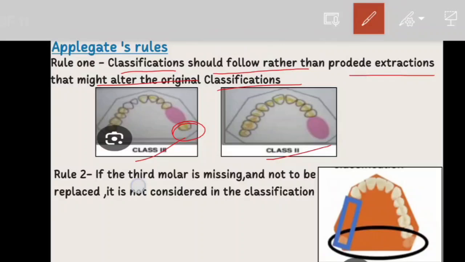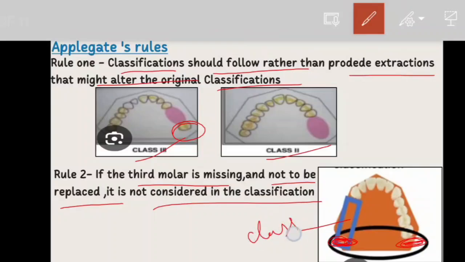Now rule number 2: if the third molar is missing and not to be replaced, then it is not considered in the classification. So you see the third molar is absent here and also here. So this is already considered in the classification. So this one is class 2. In Kennedy classification, this comes in class 2. Okay.